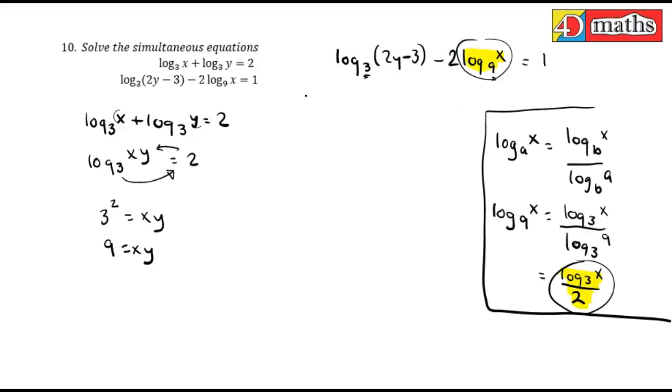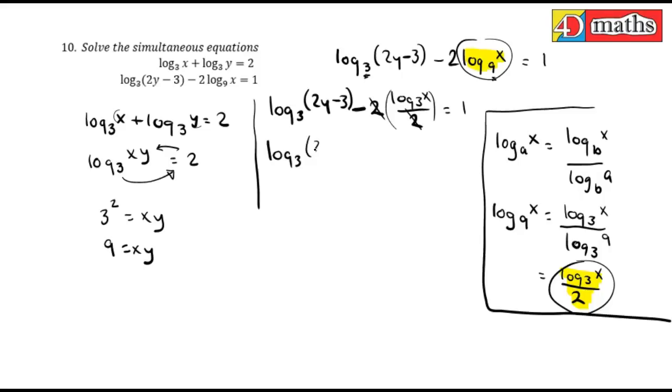Okay, so if I rewrite this out again, it would be log 3 2y minus 3 minus 2 times log 3x over 2 equals 1. Immediately I can see, well, these 2's are going to cancel. So what I have is log 3 2y minus 3 minus log 3x equals 1. I can combine these using the rules of logs. You get log 3 2y minus 3 all over x equals 1.